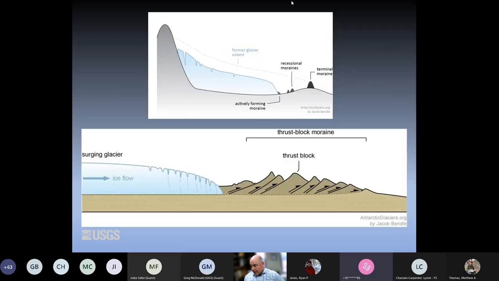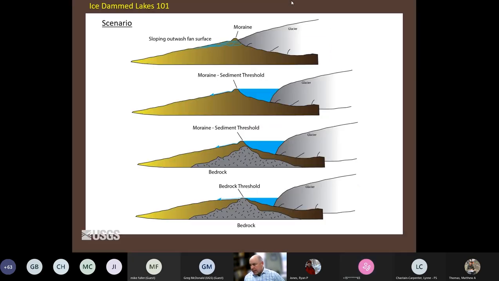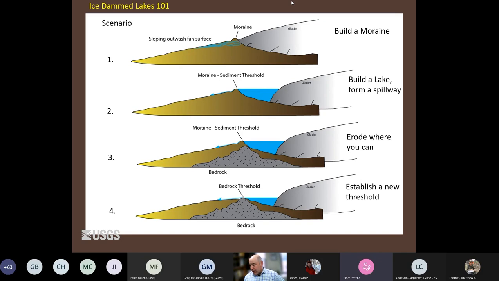If they haven't formed proglacial lakes, the ice is advancing down, building a series of different moraines, sometimes small-scale recessional, sometimes large-scale thrust block, or just large-scale moraine systems. And then when the ice is pulling back out, we're creating these moraine sediment threshold-controlled ice-trapped lakes, or if they erode through a series of sediment, they may encounter a bedrock threshold, and then ultimately, if the ice retreats far enough, it will simply find new outlets.